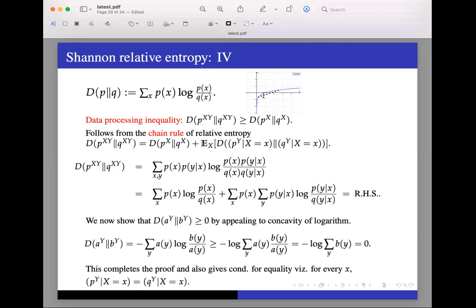So now the expectation of logarithms is this point on the chord. That is less than the log of the expectation. So the log of the expectation is the point above on the curve. Okay. So concavity means that the chord lies below the curve, or in other words, the expectation of function values is less than the function value of the expectation.